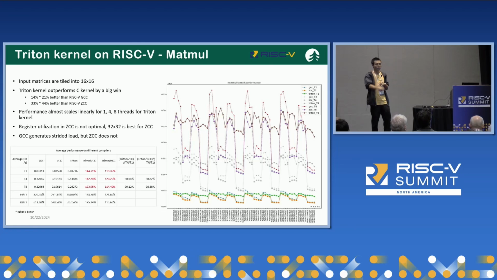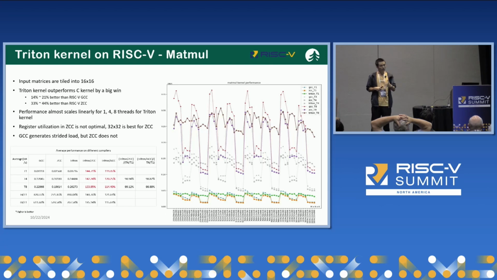Okay, for MatMul, I think this is the workload which takes more than 90% of the computation time. We run matrix multiplication in 16 by 16. The Triton kernel outperforms the C kernel by a big win. We can see there are 15 to 40% improvements against C kernels on various C compilers. And the performance scales linearly with multi-threading for the Triton kernel.